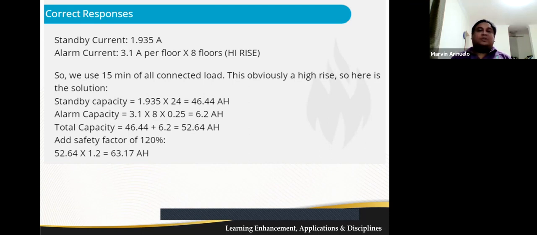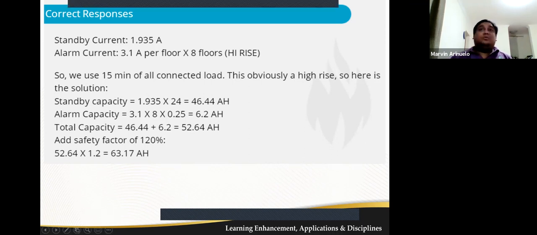And for the total capacity, you need to add 46.44 amp hour plus 6.2. So you will get 52.64. Add safety factor, which is 1.2. So 52.64 multiplied by 1.2 is 63.17, okay. Anyway, you can also ask the manufacturer to do the same calculation. And in your exam, you're not expecting any calculation. This is just for your knowledge.